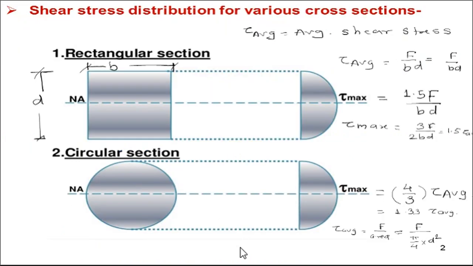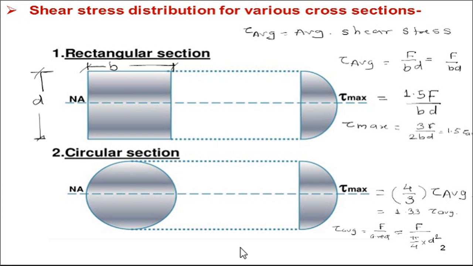Let us see. In this particular slide, there is a shear stress distribution for various cross sections. The first cross section is the rectangular section. The shape of this cross section is a rectangle, that's why it is called a rectangular section. We are showing what the distribution of the shear stress will be when the shape of the section changes.